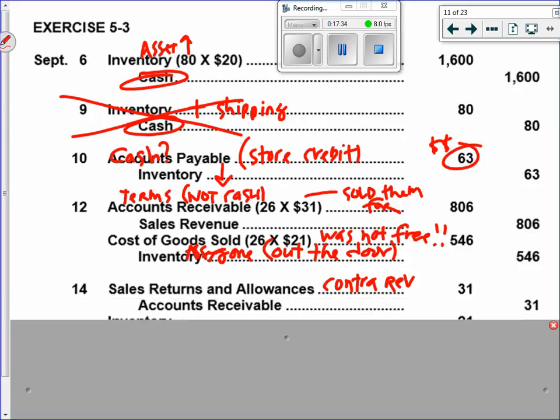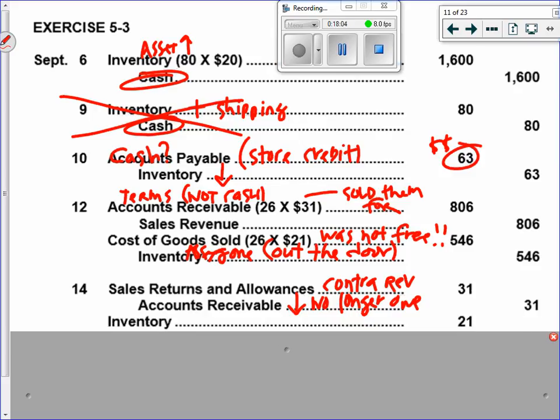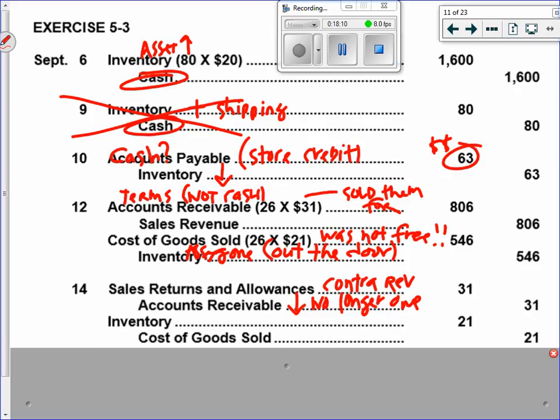AR is going to go down because they no longer owe the $31 that they originally owed. We're going to reduce that. We're going to say, okay, you don't have to pay us that $31 anymore because you returned it. When something comes back to our store, we get the item back. $21 worth of inventory is now back. But as a result, cost of goods sold goes down.